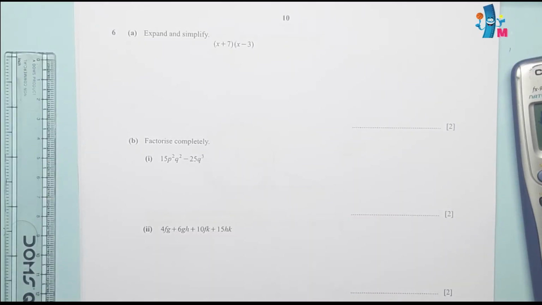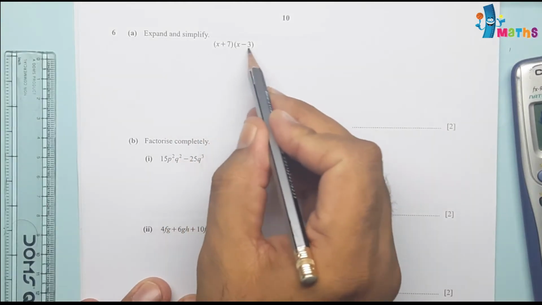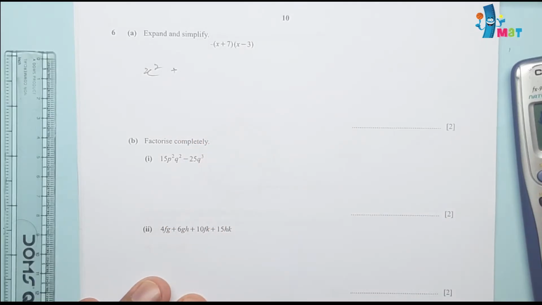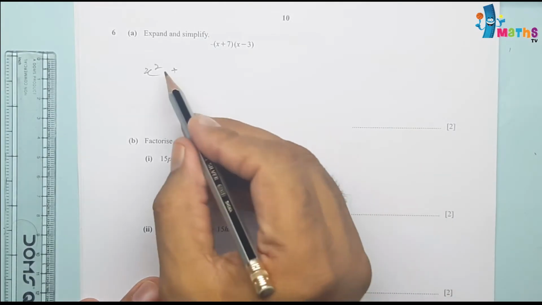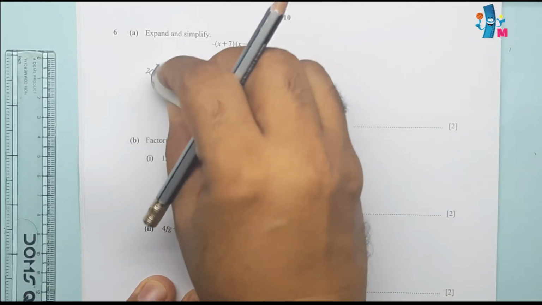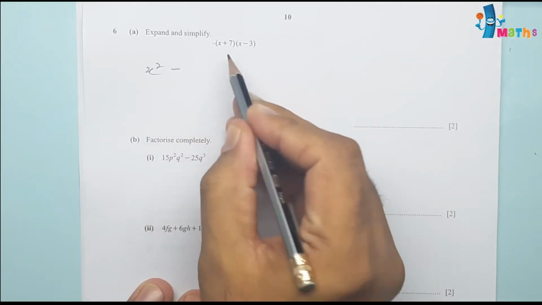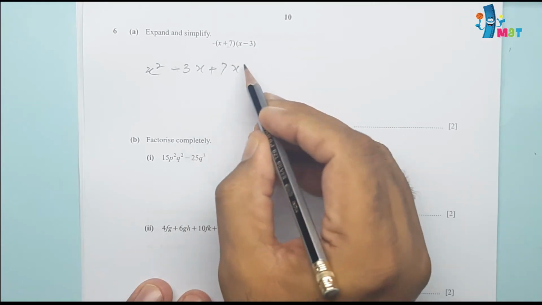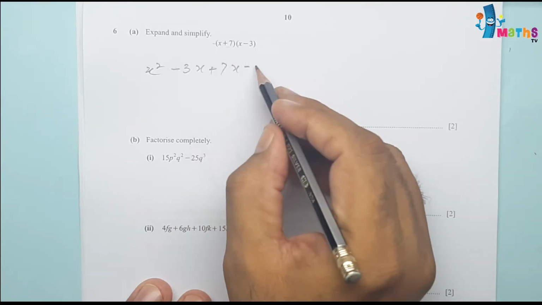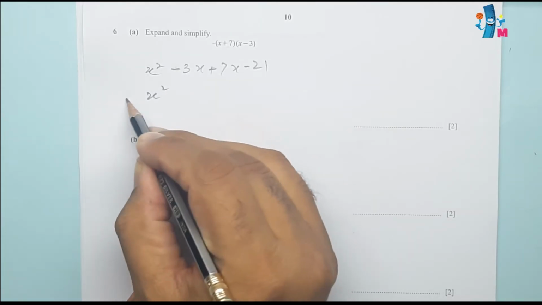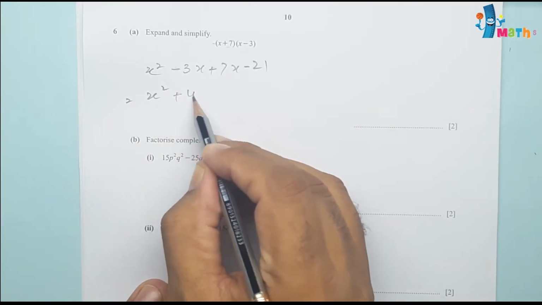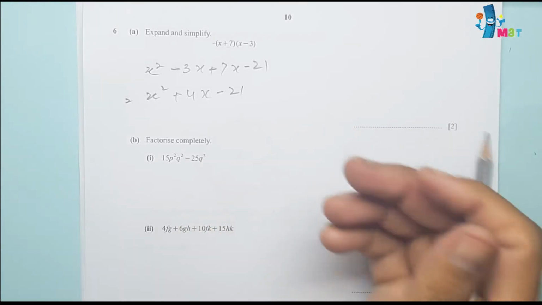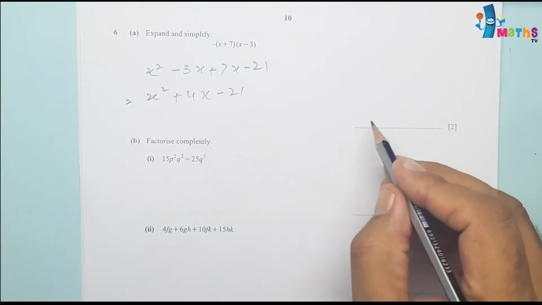Now question number 6, expand this and simplify. We just have to multiply. x into x will be x square, and this should be minus. I'll erase this. So x into minus 3 will be minus 3x, and 7 into x will be plus 7x, and 7 into minus 3 will be minus 21. So x square plus 4x minus 21. This will be our final answer, and we can write this answer in the given space.